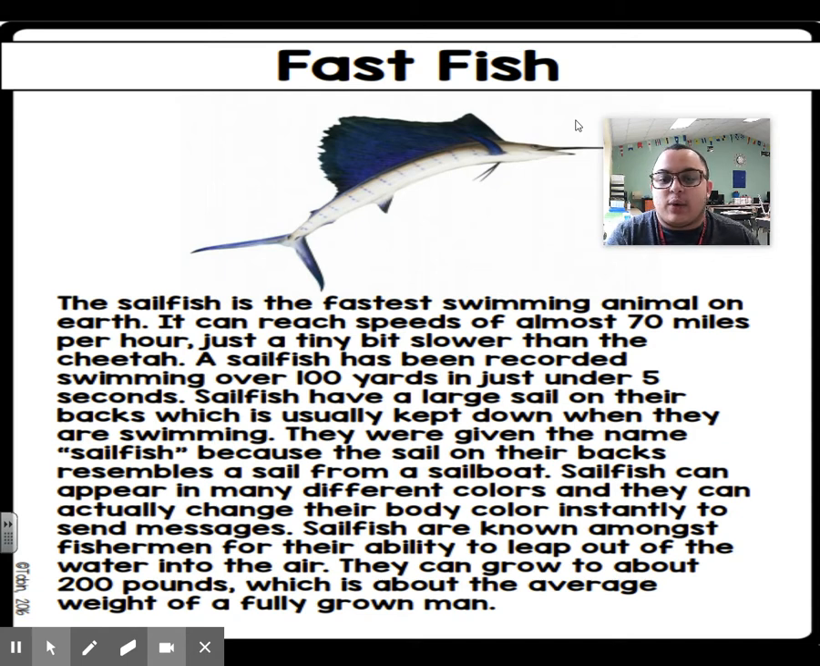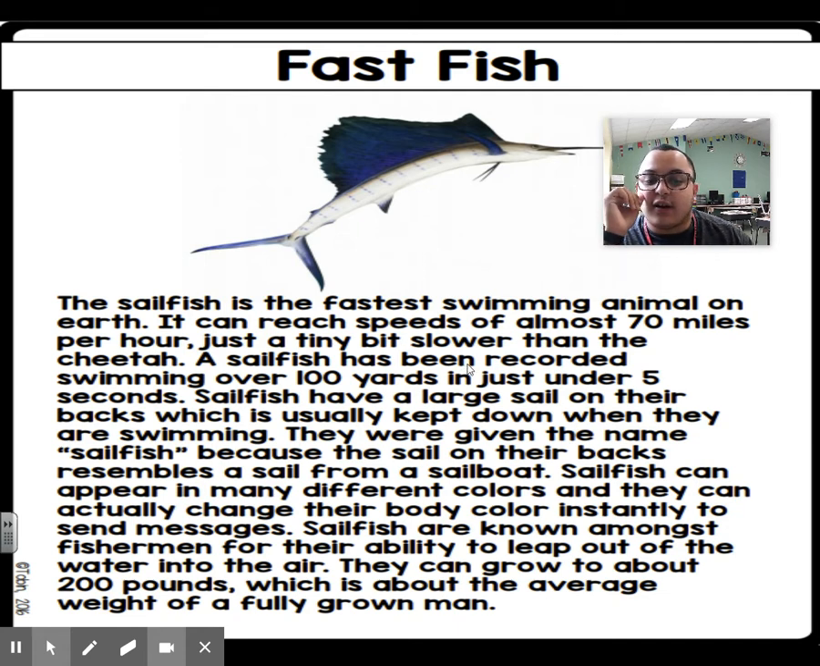Just a tiny bit slower than the cheetah. So it's just slower than the cheetah. A sailfish has been recorded swimming over 100 yards in just under 5 seconds. So 100 yards is the length of a football field, and they could swim the entire length of the football field in under 5 seconds.